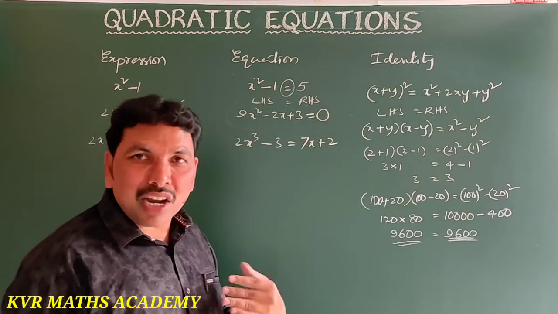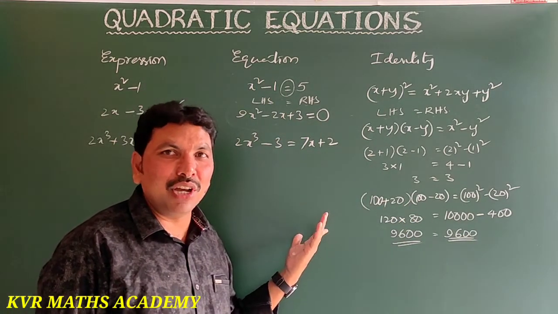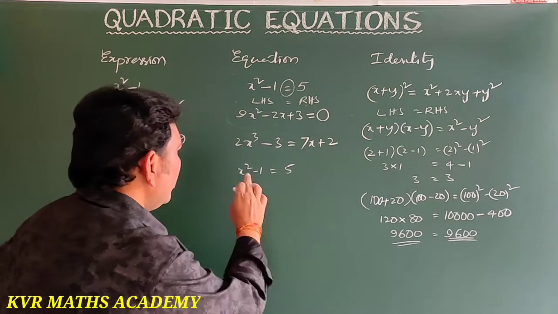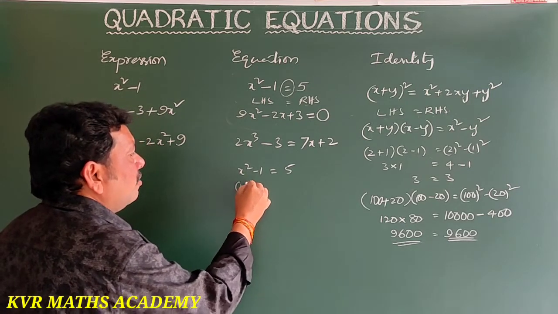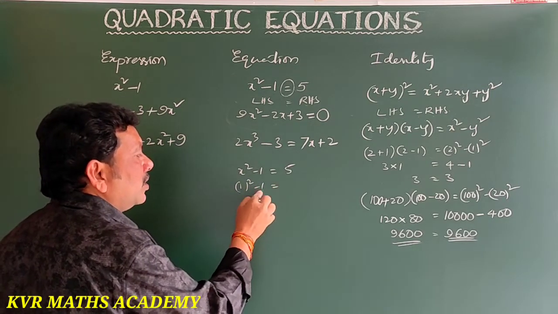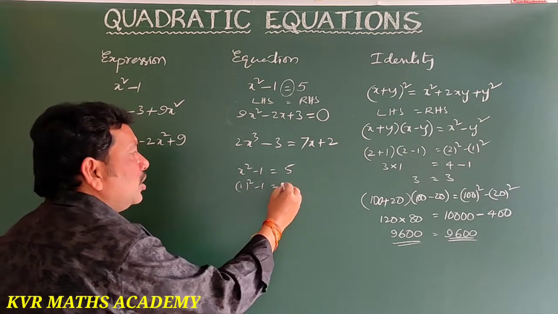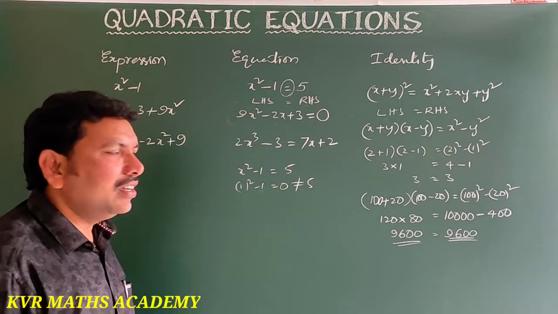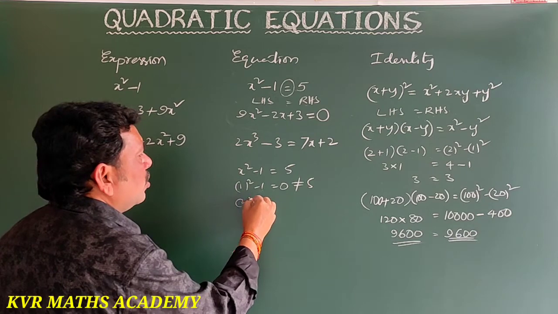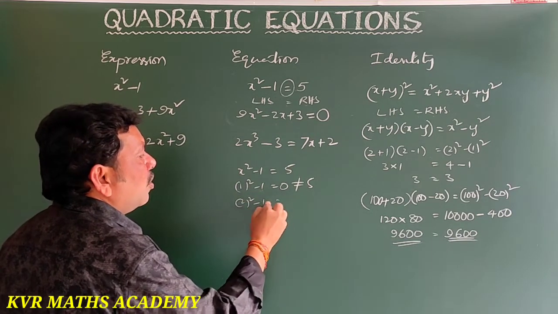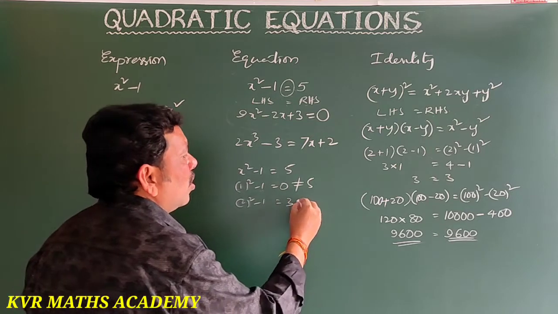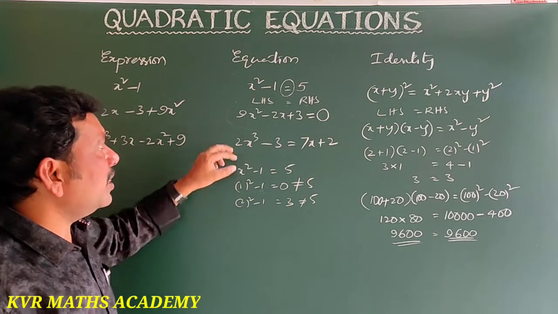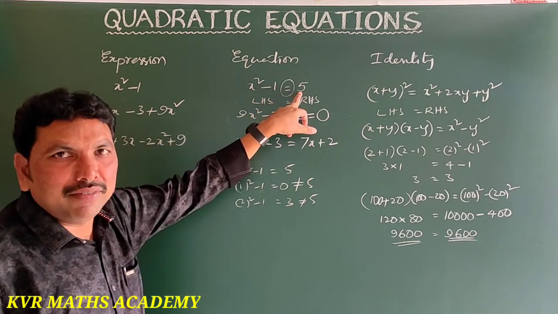But in an equation, it is not like that. Suppose I have taken x square minus 1 is equal to 5. Suppose in the place of x I have taken 1. 1 square minus 1 is 0. So this is 0, it is not equal to 5. Suppose in the place of x I have taken 2. 2 square is 4, 4 minus 1 is 3. So it is also not equal to 5. So which value, if you substitute in the place of x, may equal 5?